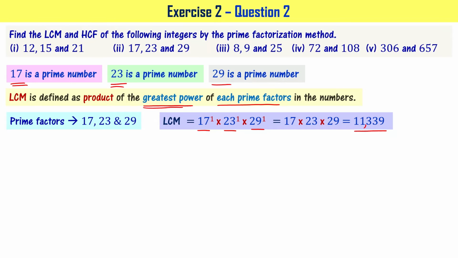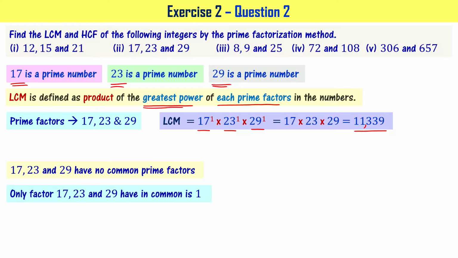Got it? Now, when you look at these numbers, 17, 23, and 29, they don't have any common prime factor. Then how do I get the HCF? But you see one thing: they don't have common prime factors, but they have one common factor, that is 1. Only one factor, which is not a prime factor, they have in common, that is the number 1. This is the highest common factor.